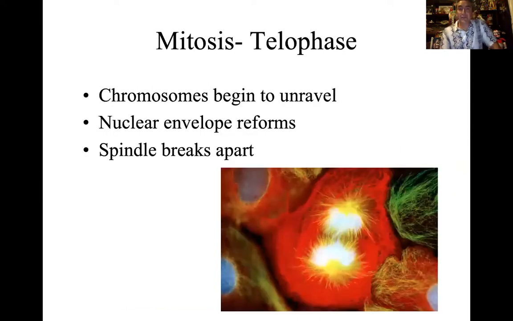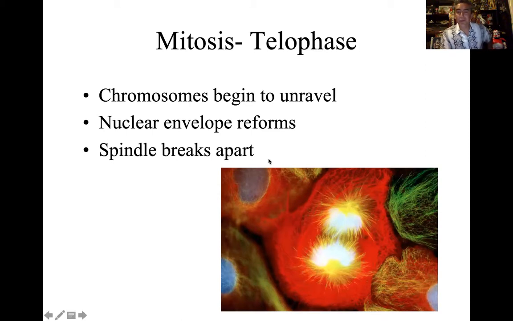And then lastly, we progress to telophase. Telophase is the opposite of prophase, basically. In telophase, we reform that nuclear envelope around the DNA, although it's going to happen twice now. So we reform a nuclear envelope here, and we reform a nuclear envelope here. Our spindle breaks apart. It did its job. Kind of like when you take your pet for a walk, you put the leash on. When we get back home, we take that leash off, right?